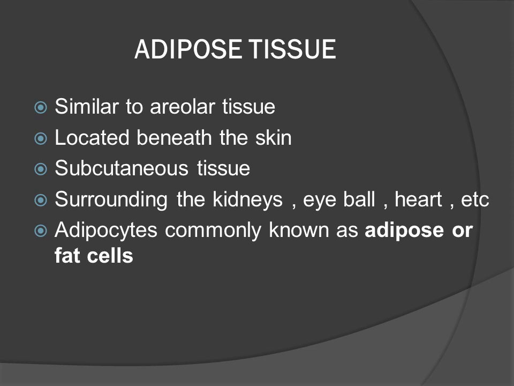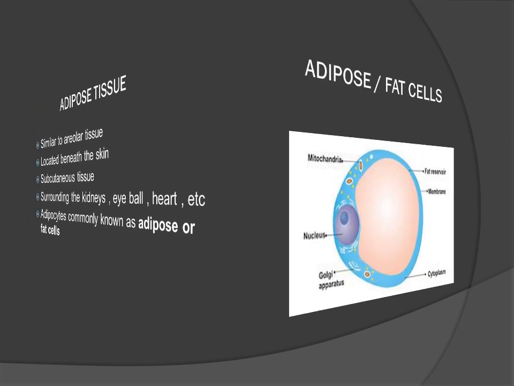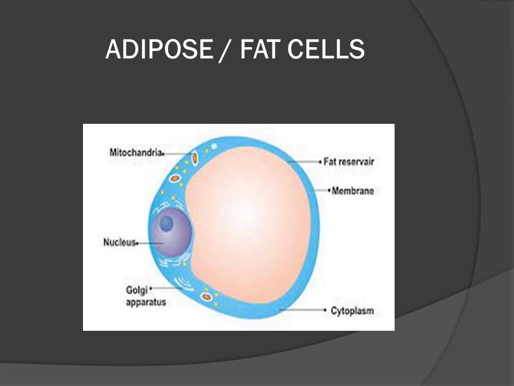Adipocytes, commonly known as adipose or fat cells. So adipose tissue consists of cells known as adipocytes, right? This is commonly known as adipose or fat cells. So let us see why it is known as fat cells. This is the figure for adipose or fat cells. The figure is displayed there.